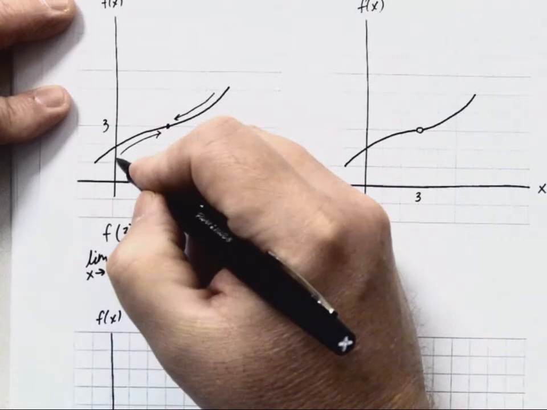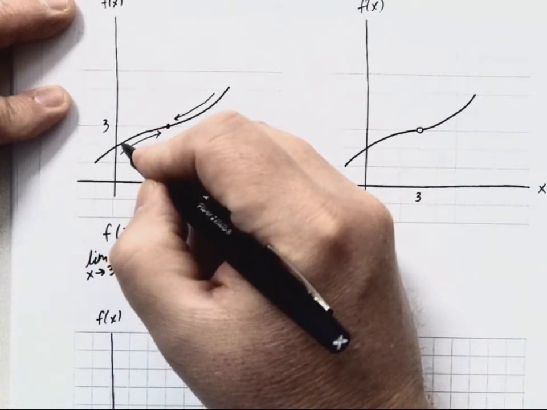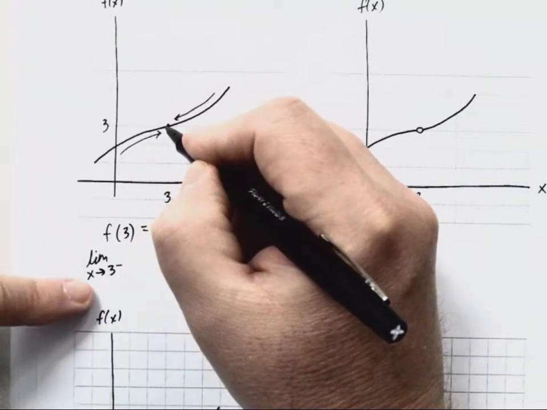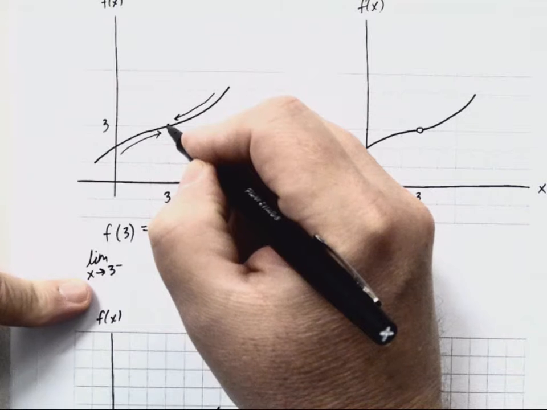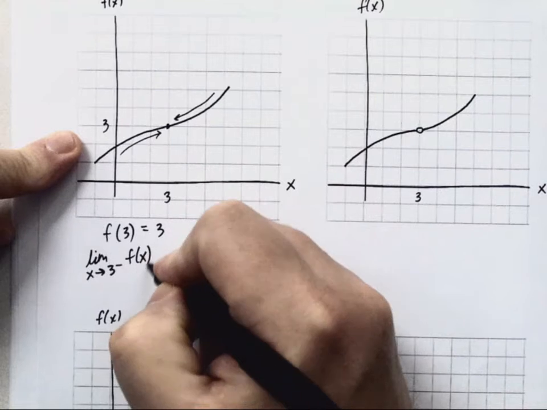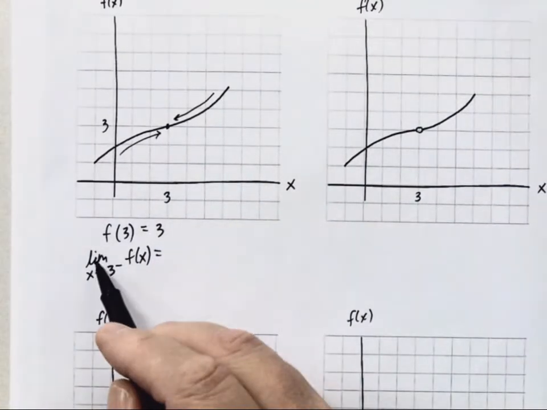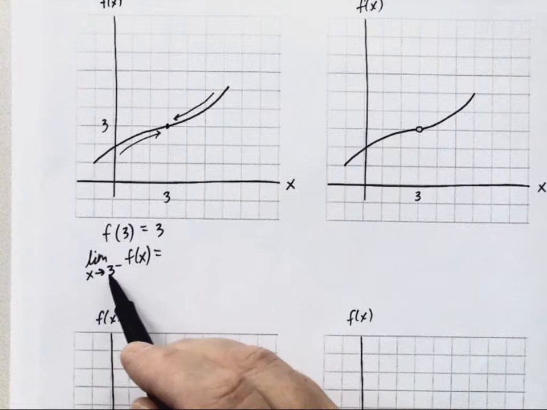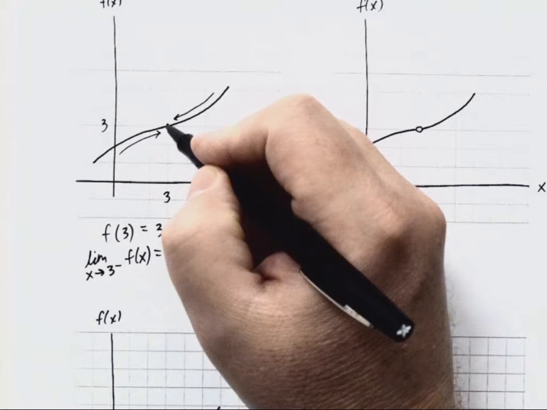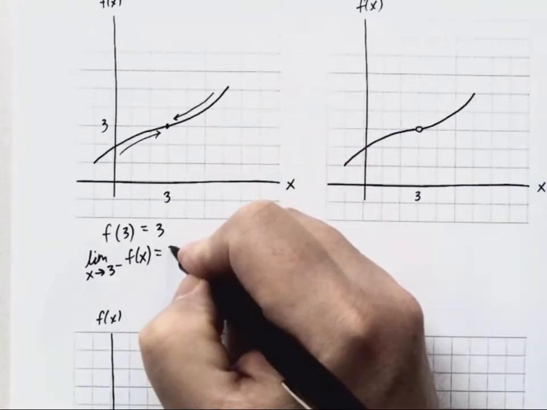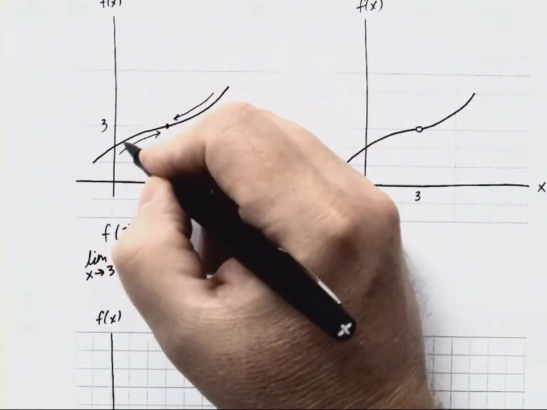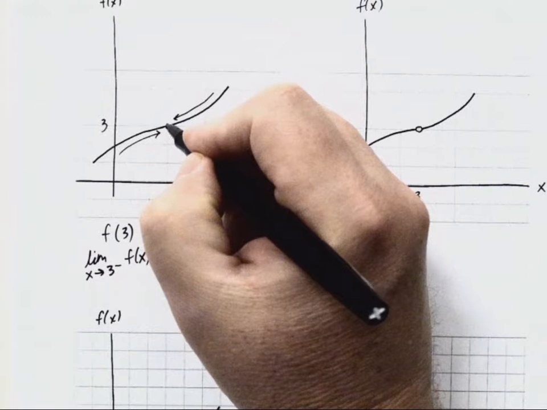So this is like what? As x gets closer and closer to 3, and I'm coming from the low side, what is the function going to be equal to? Here's how I write that. The limit as x approaches 3 from the low side of f of x is what? Well, this one is actually going to be 3, right? What's the value of y as I get close to this point? It's 3.